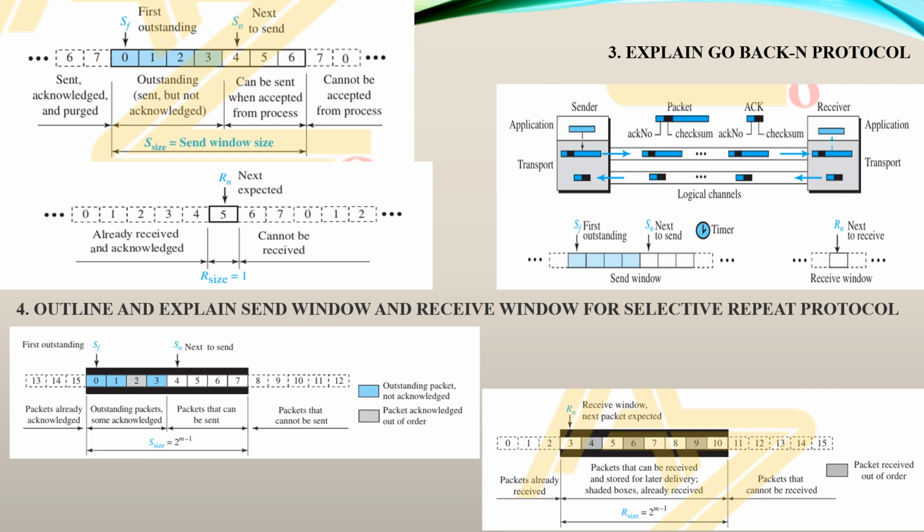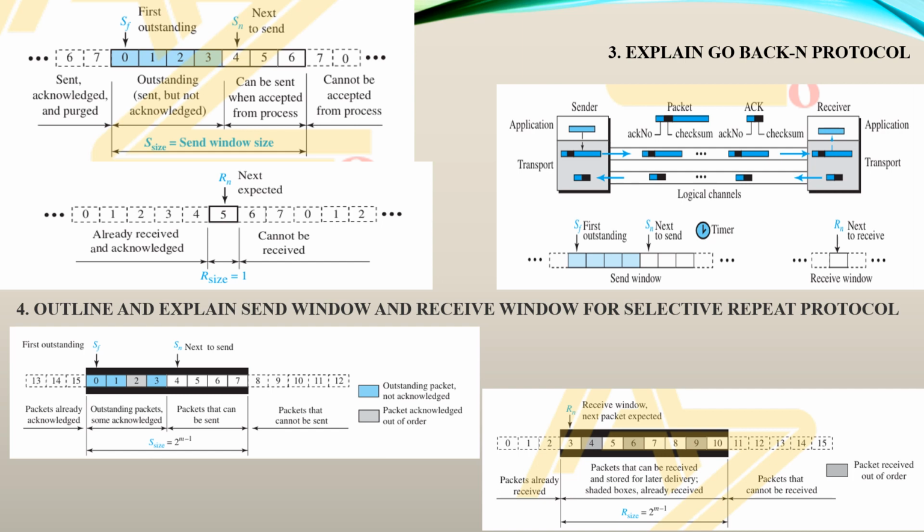Next question, explain Go-Back-N protocol. For Go-Back-N protocol, you have a flow diagram. This is the flow diagram, that is the send window and the receive window. This is the block diagram, which also depends upon the send and receive window, where the send window illustrates the first outstanding and the next to be sent, with timers, where you will have acknowledgement number and checksum. Then here you have the send window and the receive window, where the send window depends upon the size of the complete window, like outstanding and the data that can be sent.